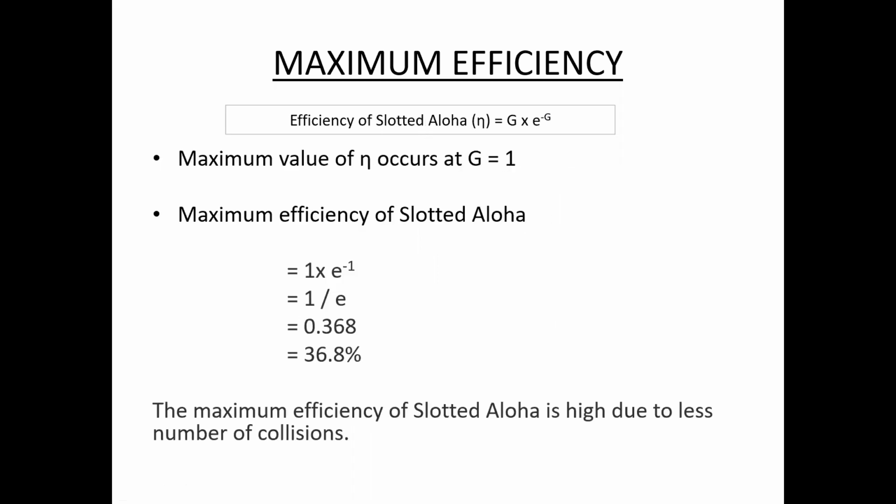Next, efficiency of slotted Aloha is equal to G times e power minus G. The maximum value of this efficiency of slotted Aloha occurs at G equal to 1. Substitute this value in the above formula. So after calculation, 36.8 percent is the maximum efficiency of slotted Aloha.